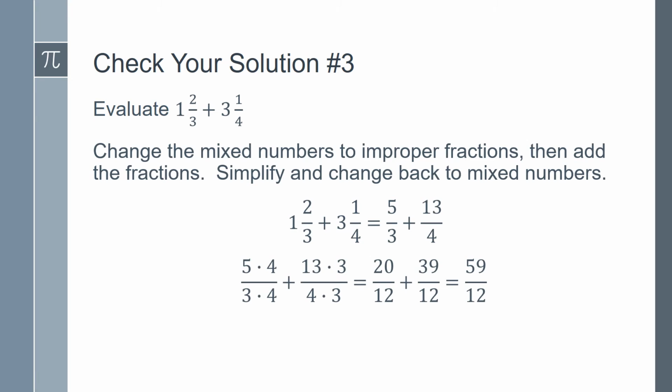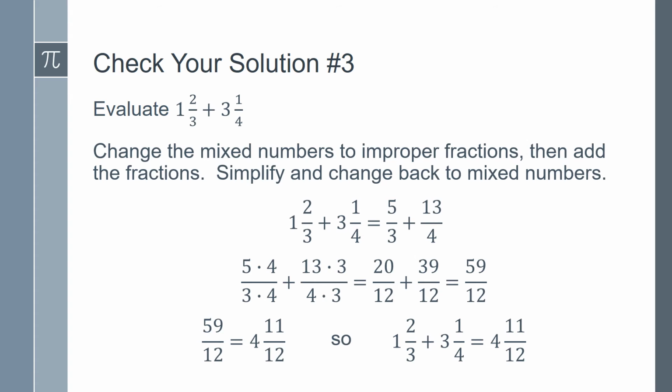In order to change to twelfths, we need to multiply 5/3 by 4 in the numerator and 4 in the denominator. To change 13/4 into twelfths, we need to multiply both the numerator and denominator by 3. This gives us 20 twelfths plus 39 twelfths, for a total of 59 twelfths.